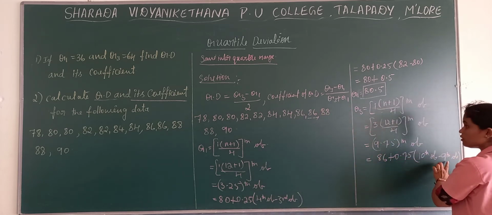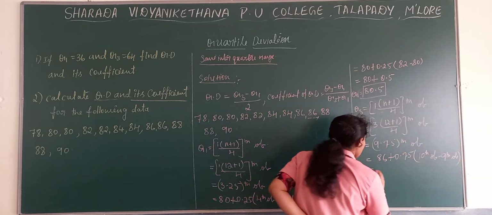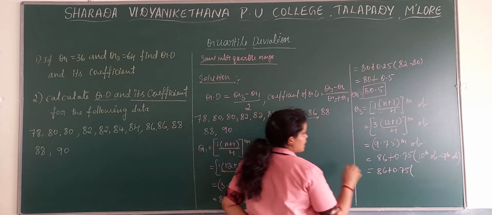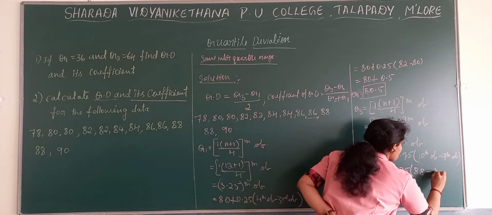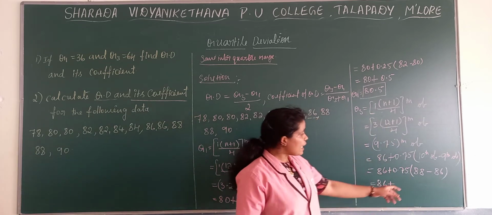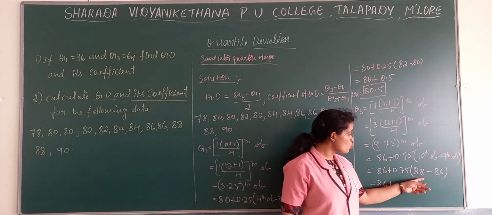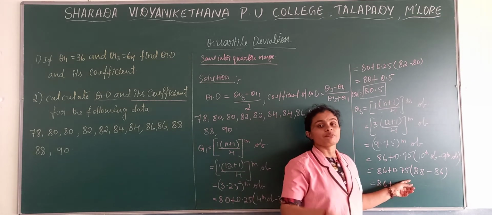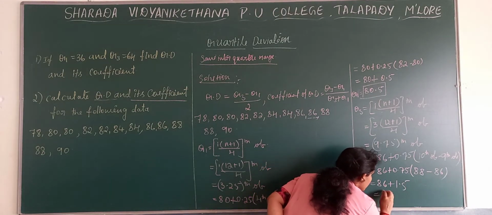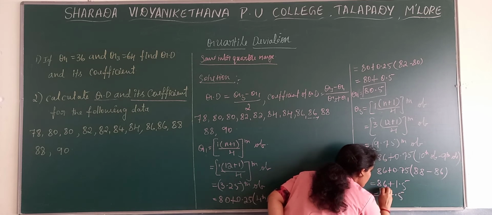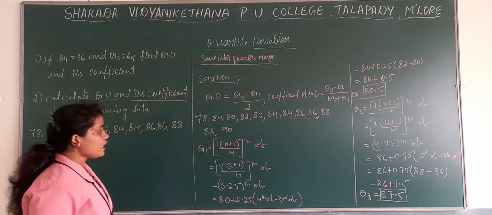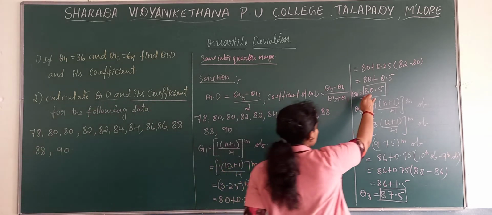So 88 minus 86. So there, 86 plus 0.75. The 10th observation is 88, the 9th observation is 86. So now 86 plus, 88 minus 86 is 2. So 0.75 into 2 we get 1.5. So here we get 87.5 as Q3. Now we just got the Q1 and Q3 values.